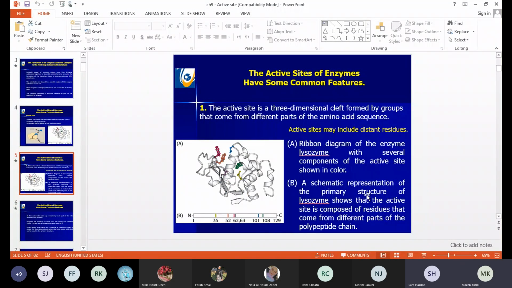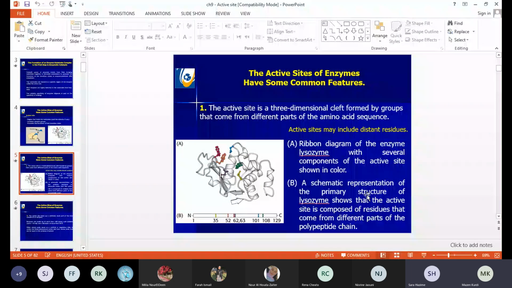So keep in mind that the active site has common features. One of them is that the active site is a three-dimensional cleft formed by groups that come from different parts of the amino acid primary sequence. So the active site may include distant amino acid residues present in the primary structure, as I just said.